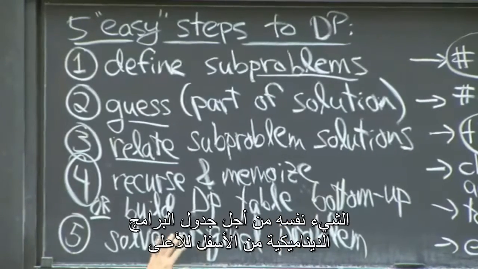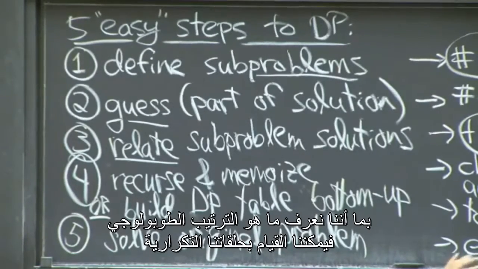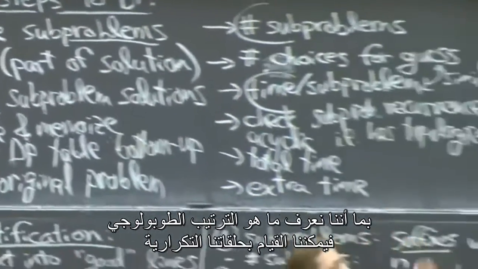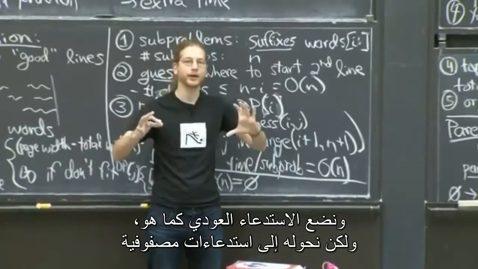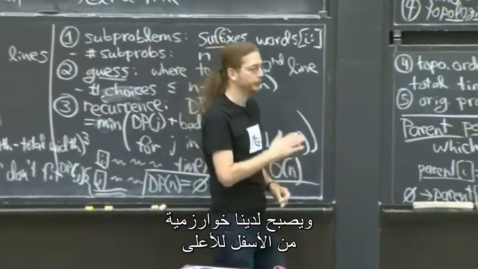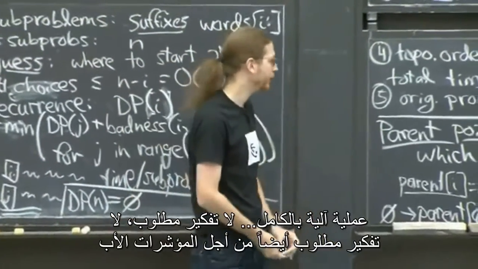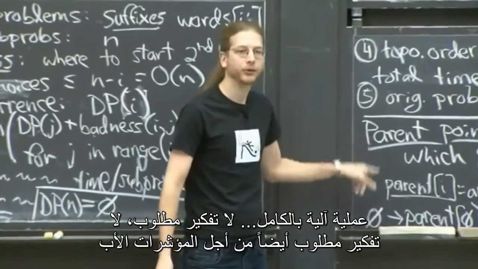As long as you know what the topological order is, just make those for loops, and then put exactly the recursive call, but turn it into an array call. Boom, you've got a bottom-up algorithm. Totally automatic, no thinking required. Parent pointers, also no thinking required.